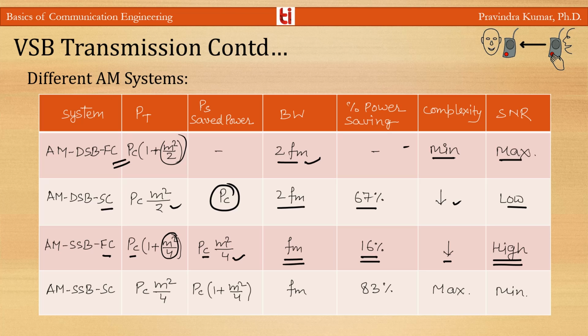And for SSBSC, the transmitted power is Pc m square by 4, and the saved power is Pc times 1 plus m square by 4. The bandwidth is also similar to the SSB full carrier, fm, and the power saving is 83 percent. The complexity is maximum and SNR is minimum in this case.